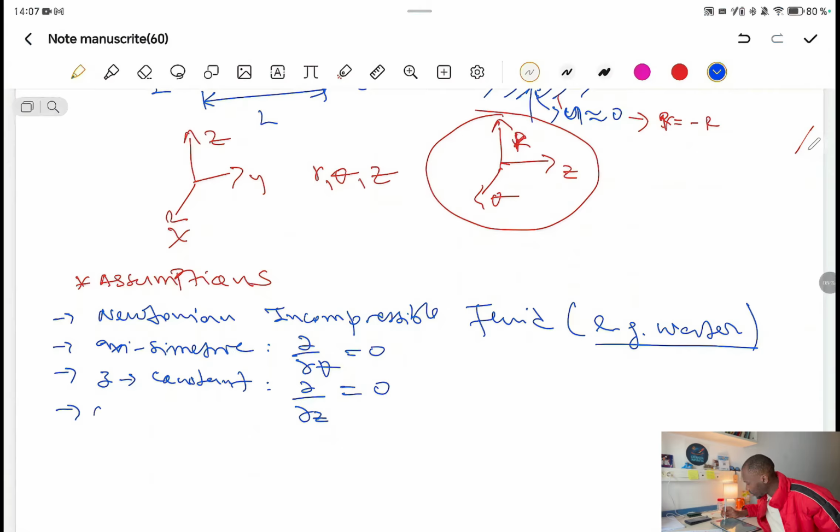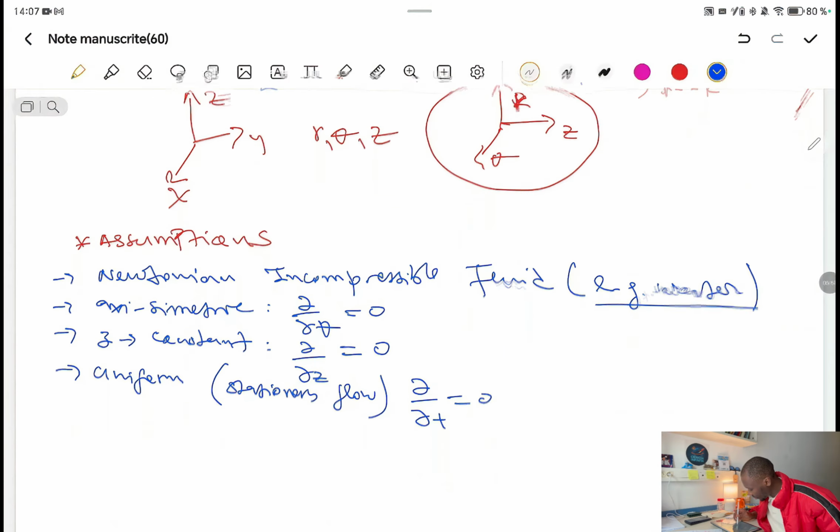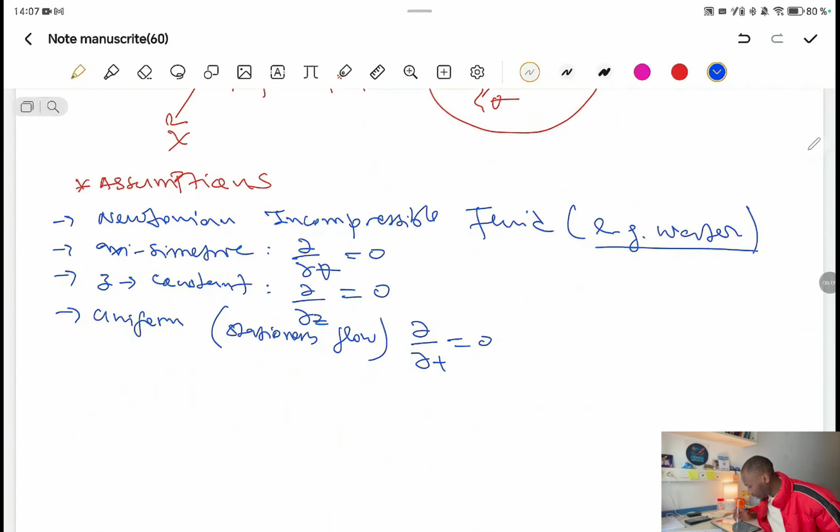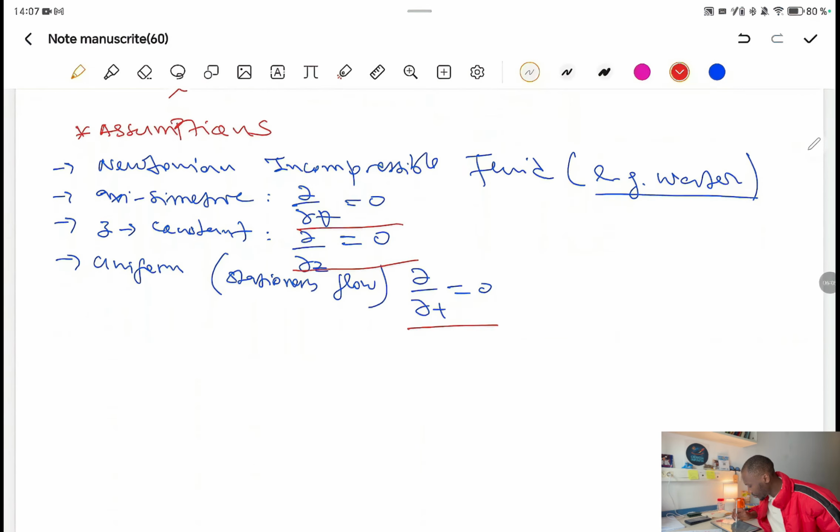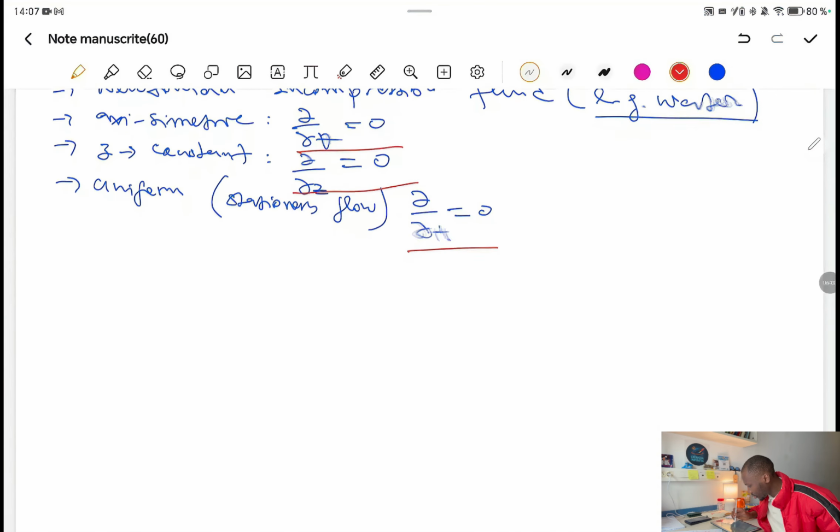And let's say the flow is stationary. There's no change in time, so the time derivative is equal to 0 as well. Those are all our assumptions, which will help us to calculate our Navier-Stokes equations.